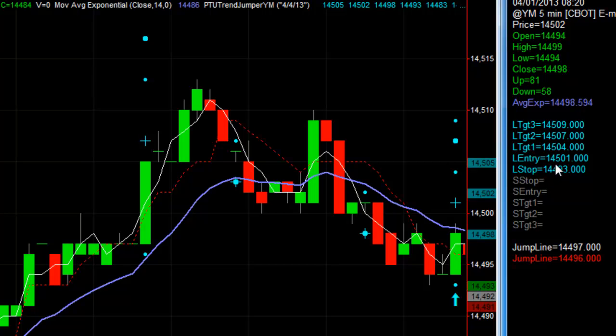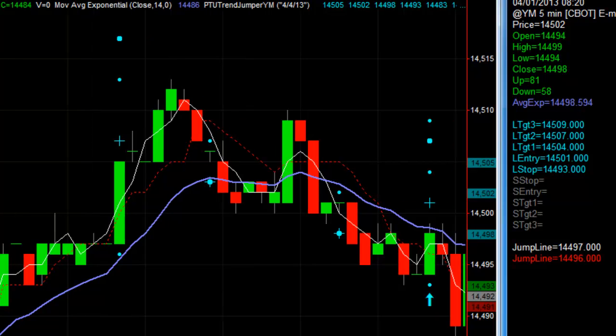Notice that the target is at 14,507. That's less than the minimum size trade we need. We need it to be 8 ticks. It's only 6 ticks from the entry, okay? So if we trigger into this trade, we will come off with our first position 15 ticks above our entry at 14,516. We'll come off at 14,526 with our second position, and we'll trail the EMA, okay?